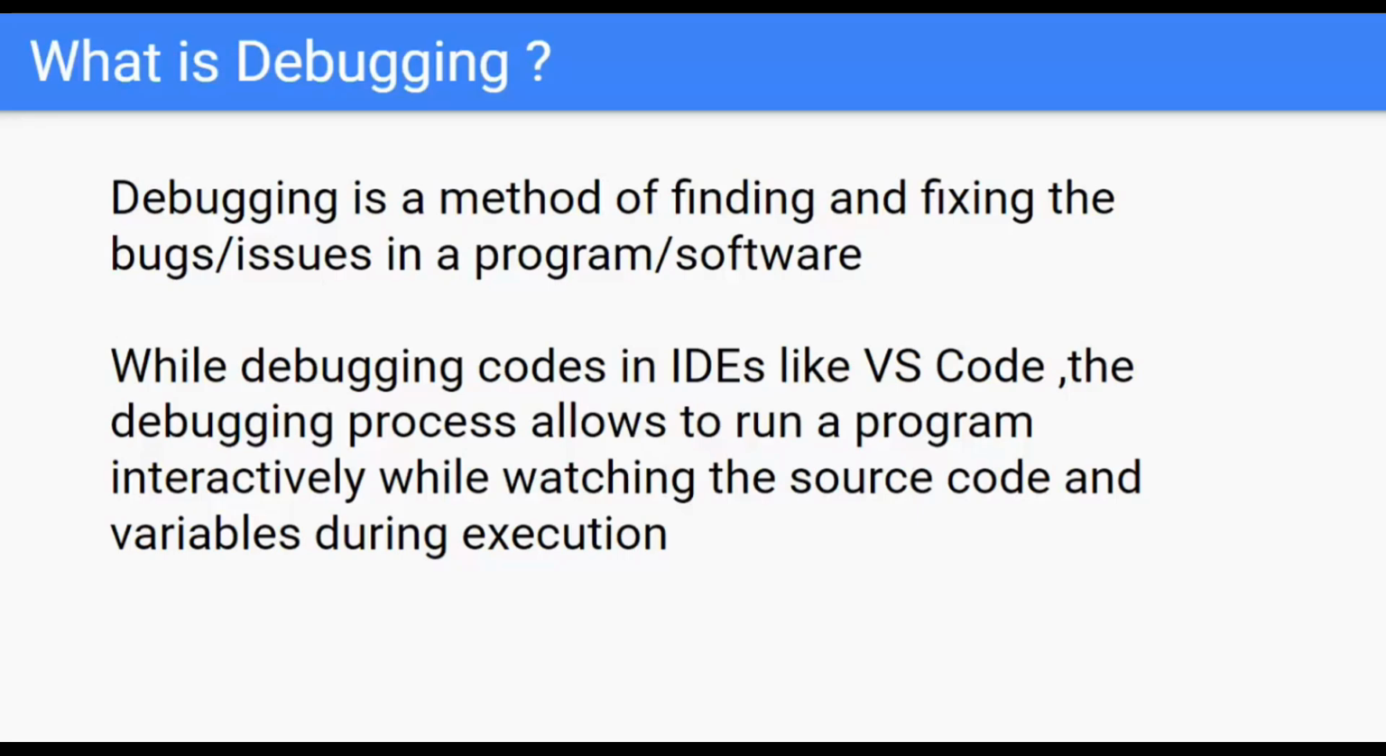Now what is debugging? Debugging basically is a method of finding and fixing the bugs or issues in a program. While debugging code in IDEs like VS Code, the debugging process allows you to run a program interactively while watching the source code and variables during execution. We will understand it better when we do it practically.